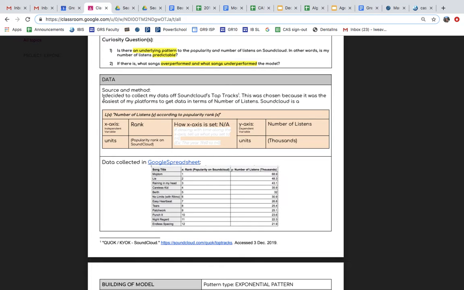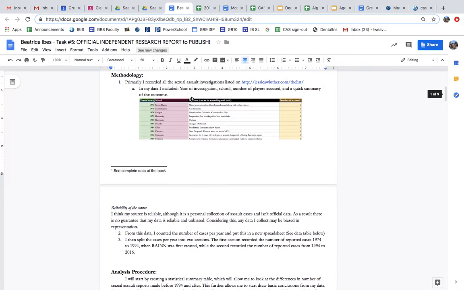So in 10th grade we just call this source and method, but eventually if you look at published research, this is called methodology. And it talks about where did you get your data from and what was your method for studying this paper. So if we look at B's senior year IA, she does three things.